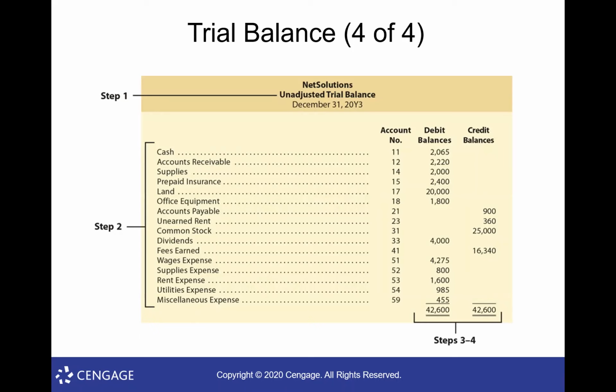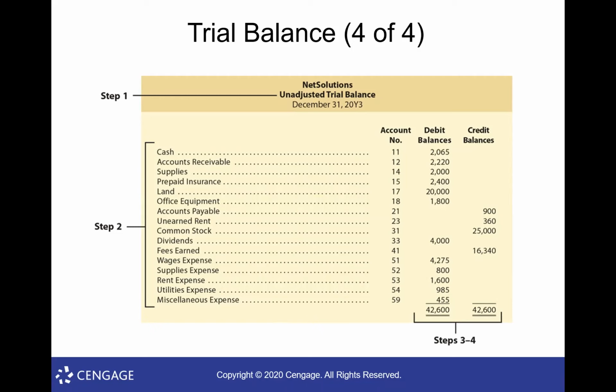Once we get to the end of the period, we have balances in those ledgers for each of our accounts. We can summarize those balances on a document called a trial balance, okay? So the trial balance has all of the accounts listed, any account that has a balance on it, and then its balance, either a debit balance or a credit balance.